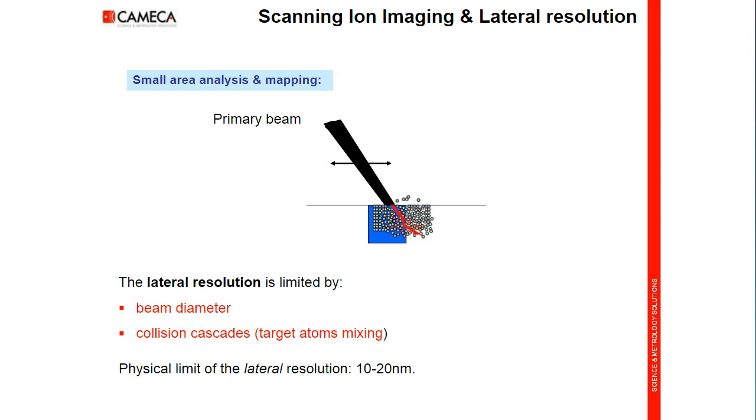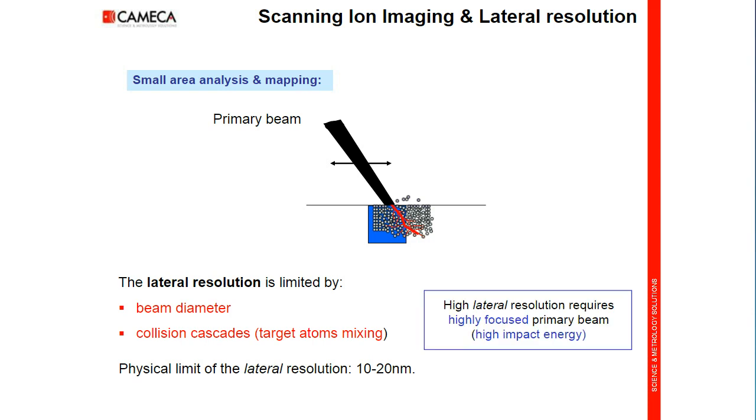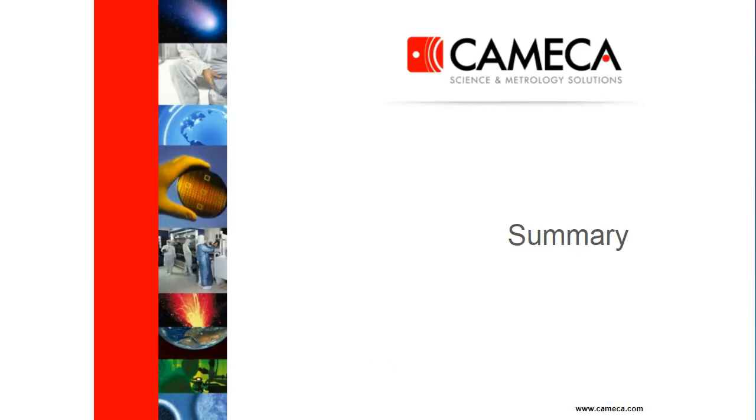High lateral resolution requires highly focused primary beam. Ion imaging analyses are typically performed at high impact energy because the beam focusing improves with increased ion source voltage. I will now conclude with a summary of dynamic SIMS' main analytical characteristics.